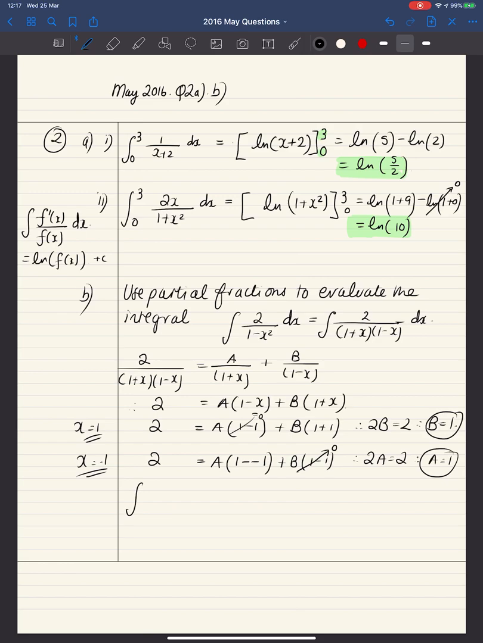So we now need the integral. We can say the integral of 2 over 1 minus x squared dx is actually the same as the integral of, because a is 1 and b is 1 as well, 1 over 1 plus x plus 1 over 1 minus x dx.